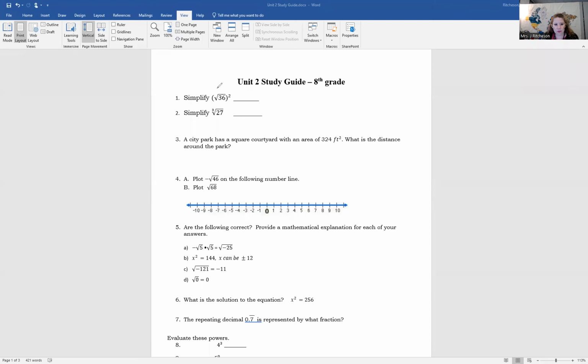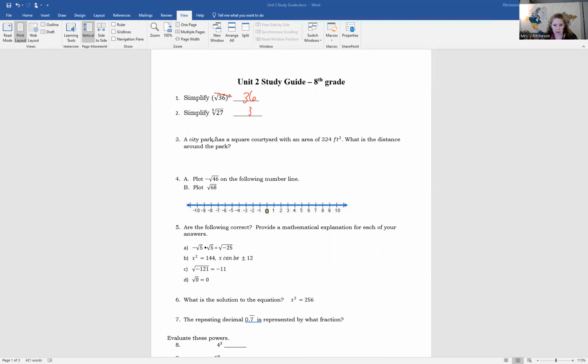All right, so on the first one, basically a radical and an exponent of 2 cancel each other out. So the answer would be 36. Number 2, what number times itself 3 times is 27? The answer is 3.